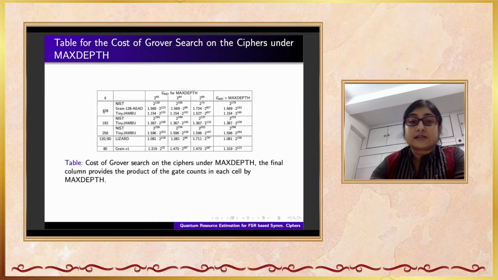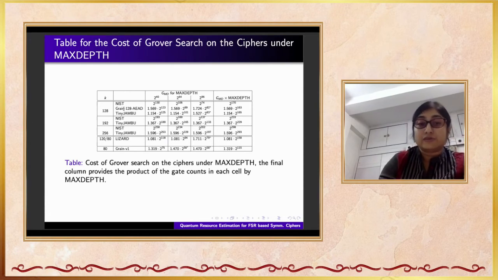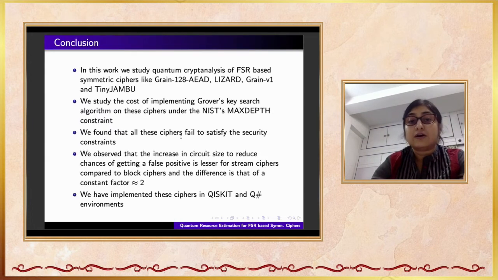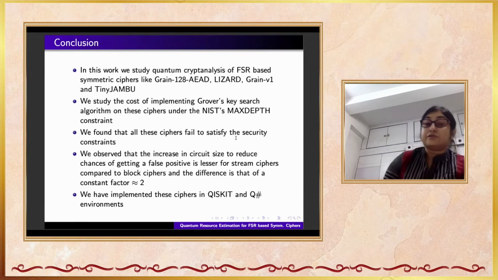NIST considered AES 128, AES 192, AES 256, and they provided gate counts for max depth 2 to the power 40, 2 to the power 64, and 2 to the power 96. From this table, you can see that in our case, the gates required for max depth 2 to the power 40, 2 to the power 64, and 2 to the power 96 are less compared to the number of gates given by NIST. Thus we can conclude that all these ciphers, that is Grain 128 AEAD, Lizard, Grain V1, and TinyJAMBU, fail to satisfy the security constraints.